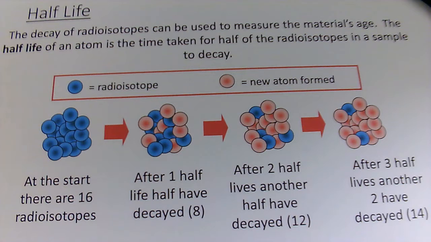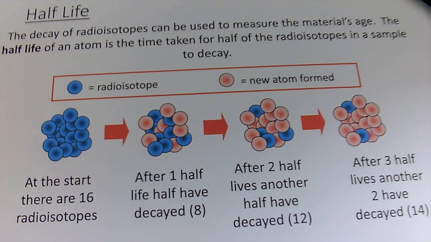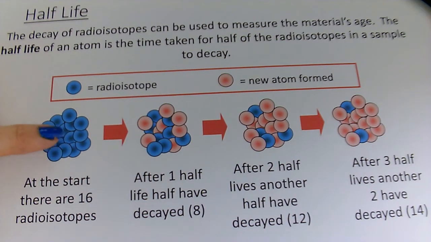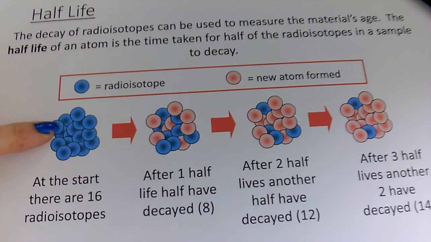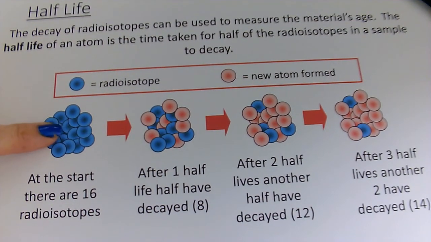Okay, so we've got this idea of half-life. So a half-life is the time it takes a radioactive isotope for half of it to decay. Okay, so if you start here, I've got a set of atoms of this radioactive isotope. Okay, so it could be uranium, it could be carbon, it could be whatever isotope it is. So all of these blue dots are representing an atom of my radioisotope. Okay, so there's 16 of them in the first instance, and each one of them is unstable.